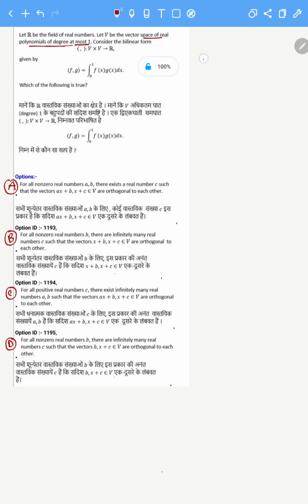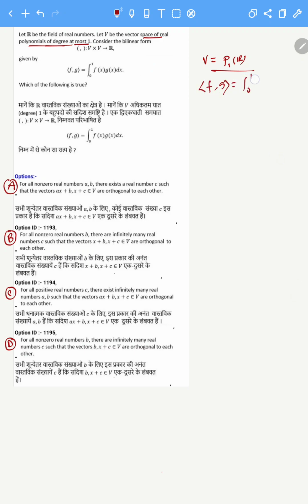The space is nothing but the polynomials of degree at most n, so one can write it as P1(R), the polynomials of degree at most 1. On this space we have defined the inner product as the integration from 0 to 1 of f(x)g(x) dx. This is the inner product defined on this space. So what are the options here? There is nothing much more in the question, so everything is in the options.